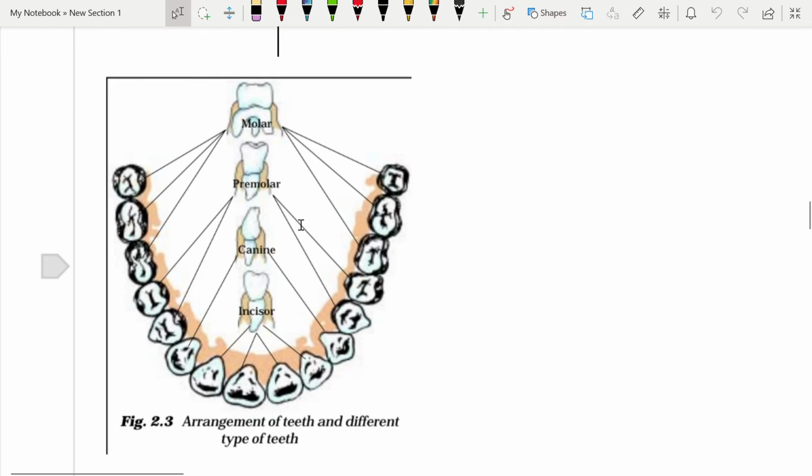You've got canines. You've got two canines, and they help in tearing the food. Then you've got incisors, which are the biting teeth. So when you bite on something, like a roll or a wrap, you use your incisors. Okay?